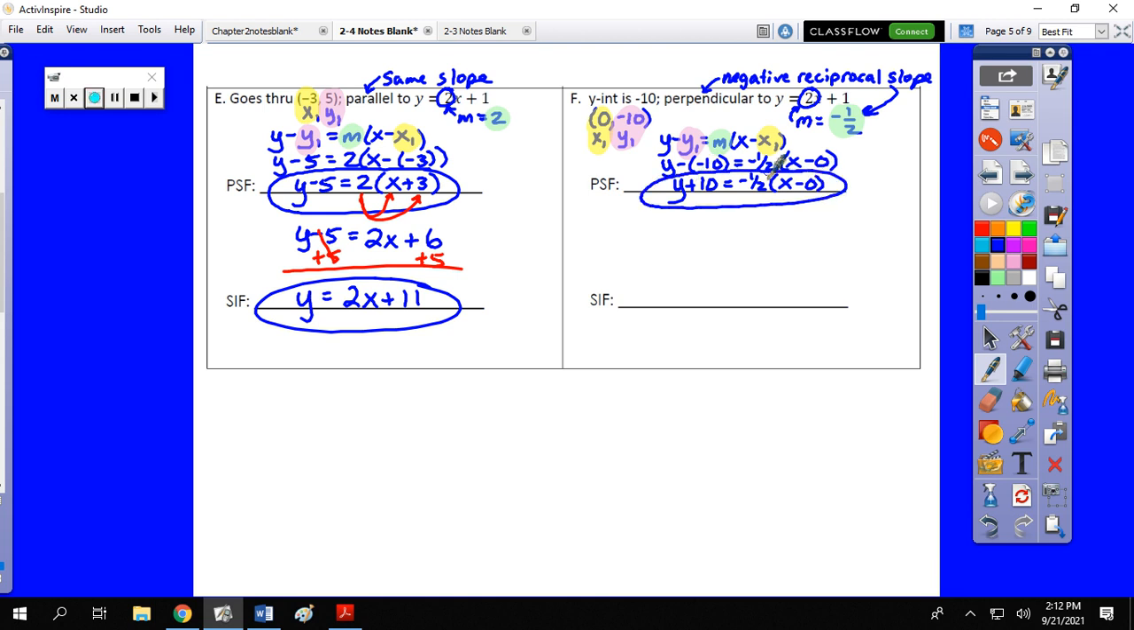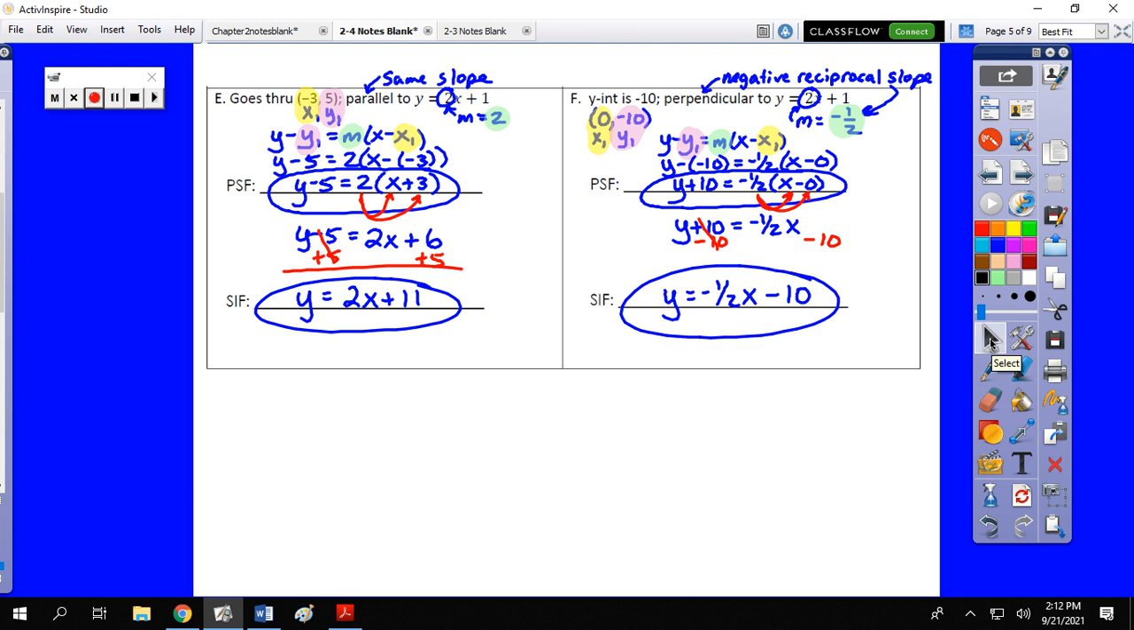We don't really need to distribute there, but we can still think of it that way. The thing about 0 is when I multiply it by negative 1/2, it is still 0, which would give me the equation y plus 10 equals negative 1/2 x. Then I would subtract 10 from each side to get y by itself, giving me the equation y equals negative 1/2 x minus 10.